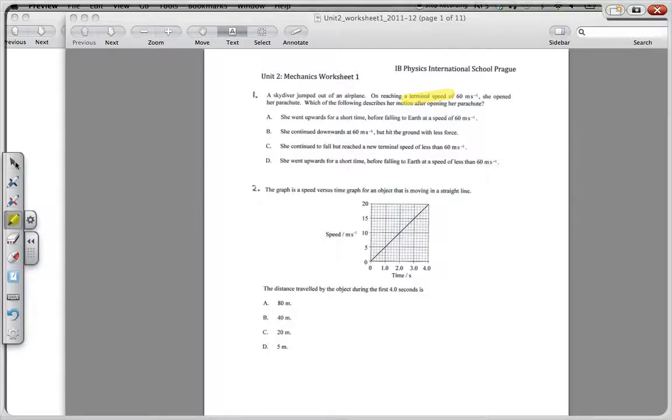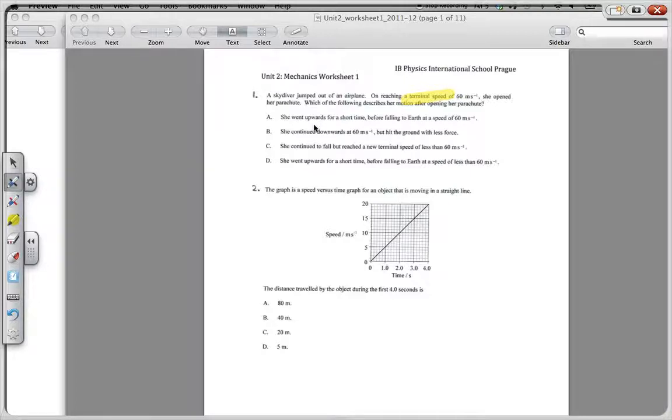So we have the idea that we've got terminal speed, so we're going at constant velocity, and then she opens the parachute. That would lead to an increase in friction, air friction, which would cause a deceleration. So which of these would work? Now it says over here she went upwards. Now there is no way that she's going to go upwards.